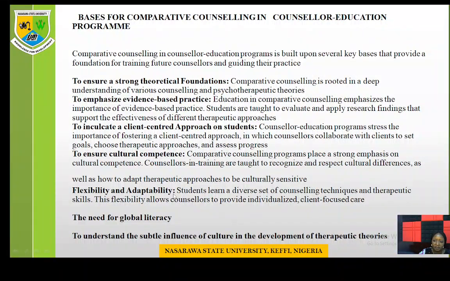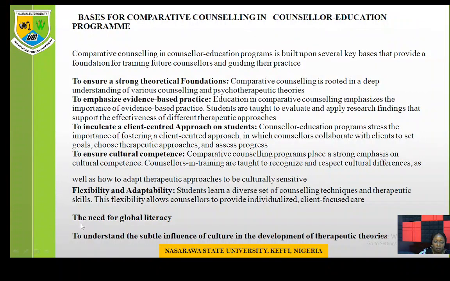Another reason for this course among our students is the purpose of flexibility and adaptability, so that as they are exposed to different therapeutic measures, they will feel free and be creative enough to shift from one theory to the other, one therapy to the other. Okay?